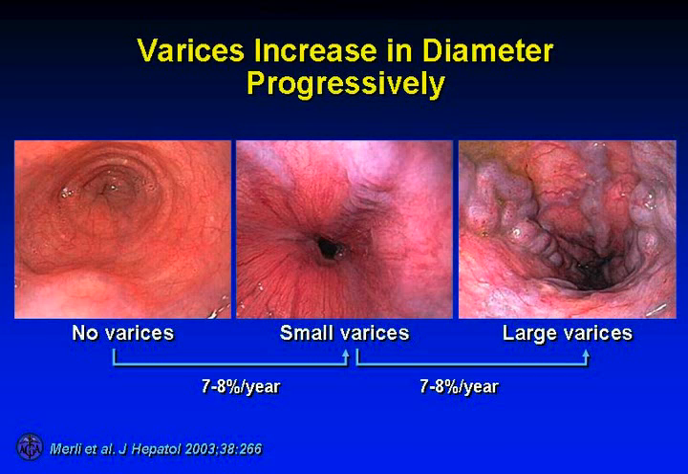In terms of the rate of variceal development, it's been shown in multiple prospective studies that in patients with cirrhosis who do not have varices at their surveillance endoscopy, as many as 7 to 8% per year will develop small varices. And in patients who have small varices, the rate of developing medium or large varices is also approximately 7 to 8% per year.